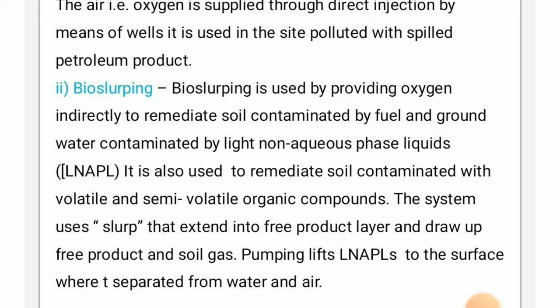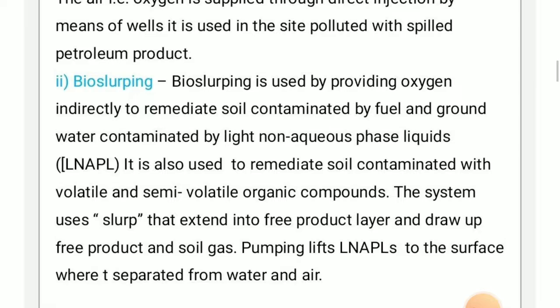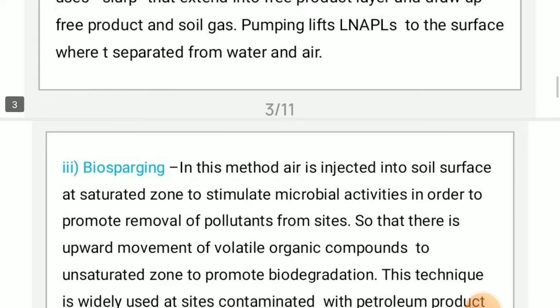This system uses a slurp that extends into the free product layer and draws off the free product and the soil gases. The pumping lifts the LNAPL, the light non-aqueous phase liquid, to the surface where it is separated from the water and air.